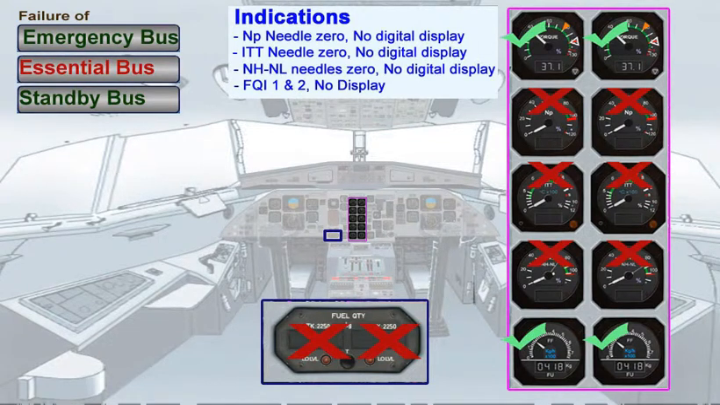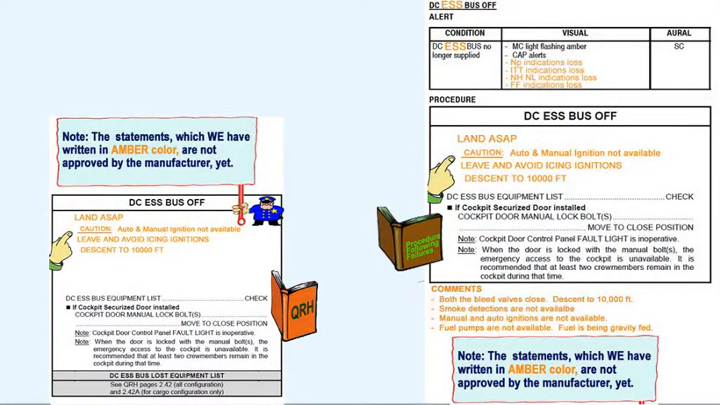NH needle and NL needle read 0 and no digital display. Fuel quantity indicator 1 and fuel quantity indicator 2 are blank. Procedures for failure of essential bus is mentioned in QRH. Most importantly, auto and manual ignition are not available.